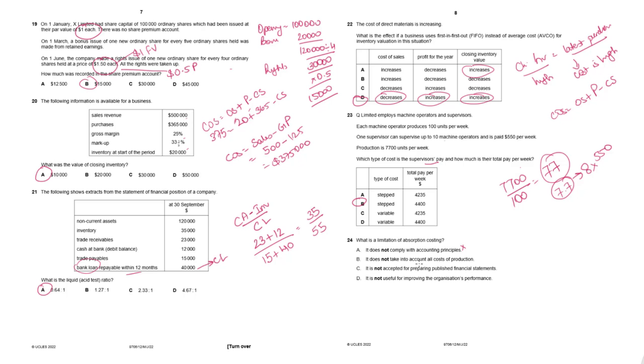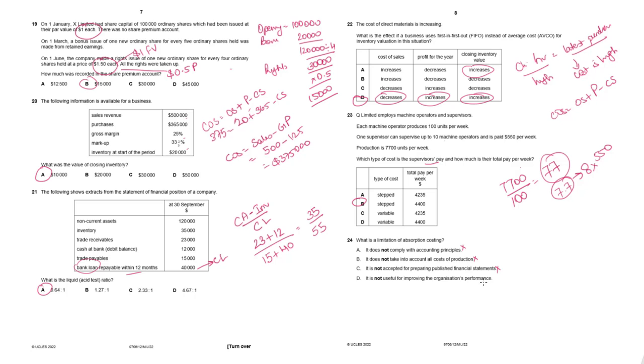It does not take into account all cost of production. Again, this is not a correct statement. It takes into account all the costs of production, whether fixed or variable. It is not accepted for preparing published financial statements. Not a correct statement again, because absorption costing is actually accepted, and that is the correct way of presenting your financial statements, because inventory value in the balance sheet should always be valued at the total cost of production, which includes variable and fixed cost.